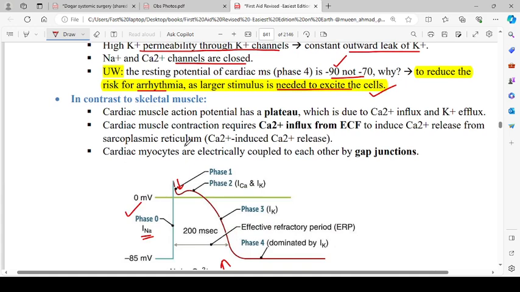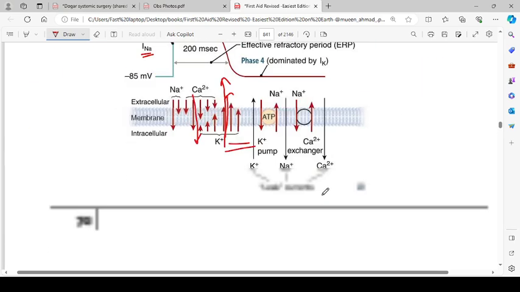In contrast to skeletal muscle, the cardiac action potential has a plateau, which is due to calcium influx and potassium efflux. Cardiac muscle contraction requires calcium influx from the extracellular fluid to induce calcium release from the sarcoplasmic reticulum. Calcium-induced calcium release. It is very important that the calcium entering the cells in this part is helping the release of calcium from the sarcoplasmic reticulum. Then cardiac myocytes are electrically coupled to each other by gap junctions.